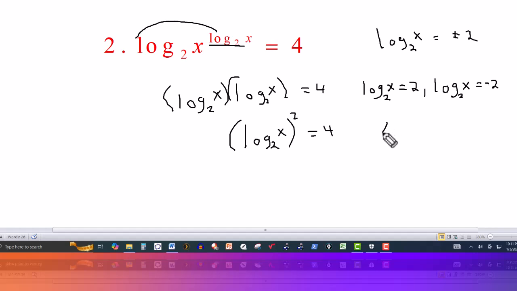So for this one here, using the definition of log, the argument x has to equal 2 to this power. So 2 squared is 4. Or x can equal this base taken to that power, so it would be 2 to the negative 2. Using the rule for negative exponents, that's 1 over 2 squared, so it's 1/4. So one answer is x equal to 4, and the other answer is x equal to 1/4.